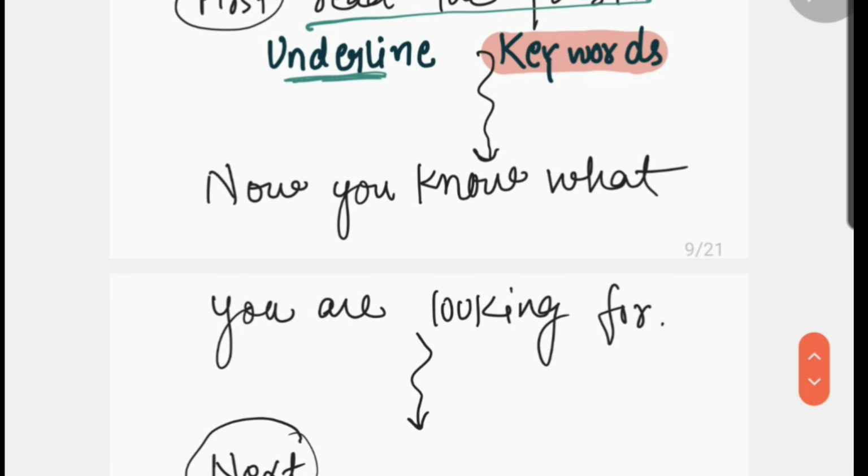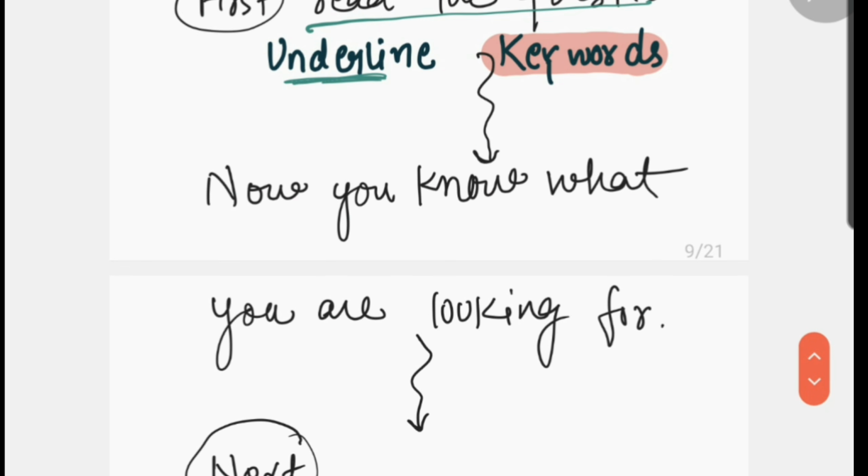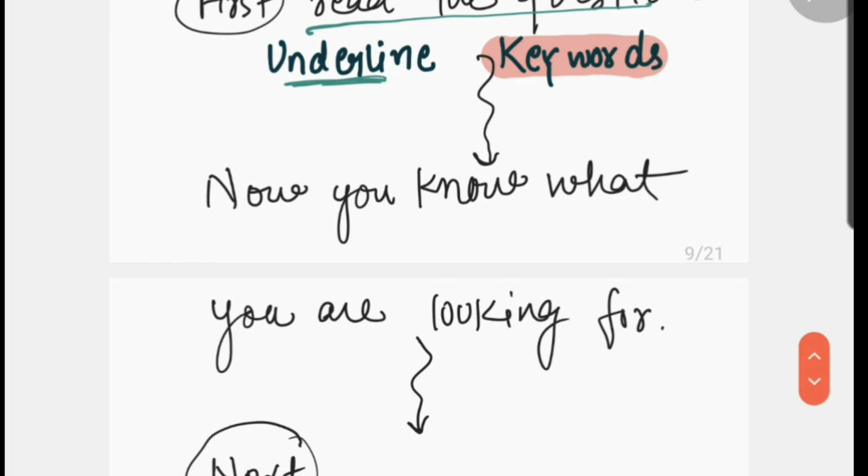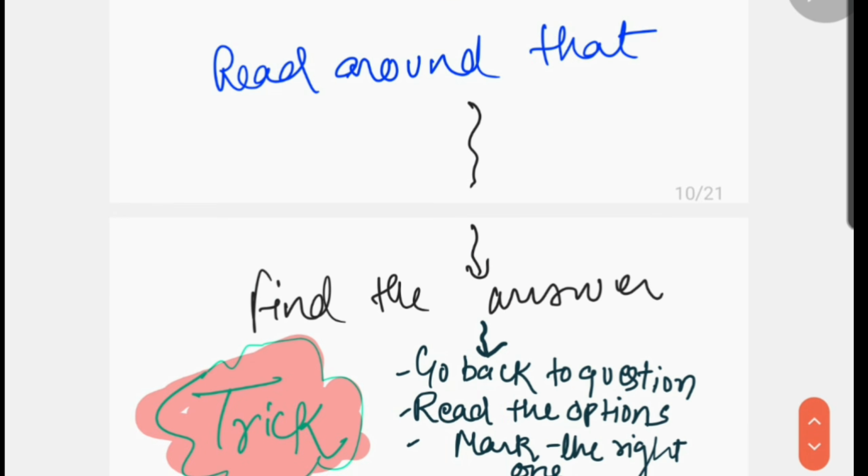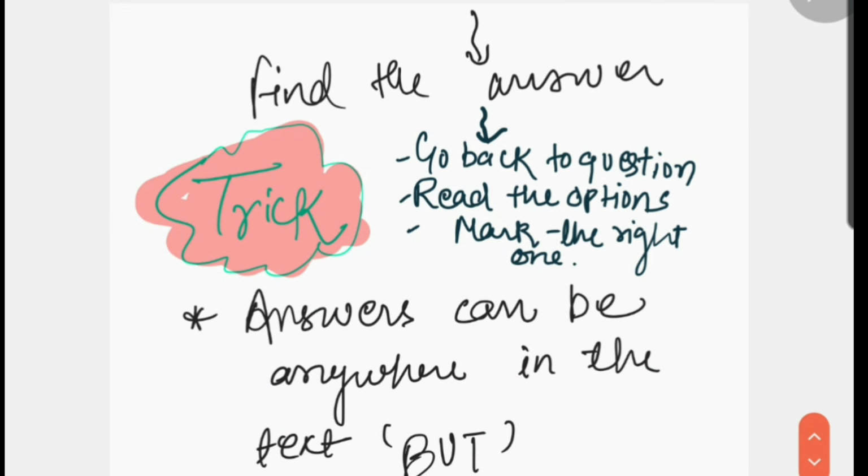Now, this is a very general way to find the answer in part B. Okay? Now, there are some tricks that you can use in order to get answers very quickly. So, let's dive deep into that.